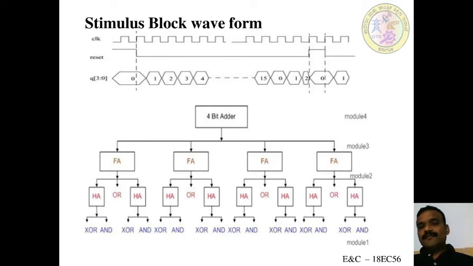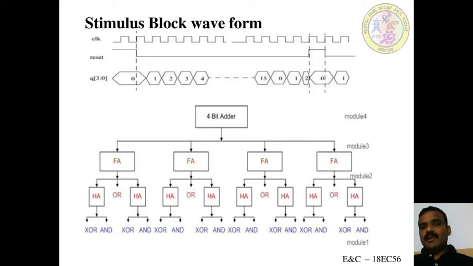So 0 to 15 means it will start from 0 0 0 0, meaning q of 0 is 0, q of 1 is 0, q of 2 is 0, and q of 3 is also 0. Then the output is 0 only when the reset is high. When the reset goes low, it keeps on counting.